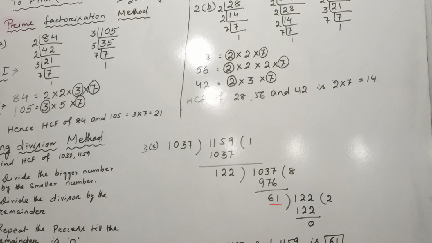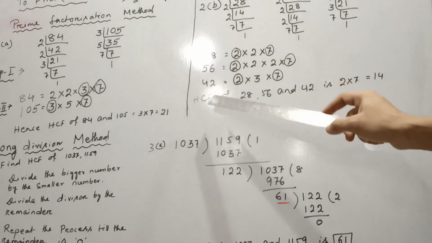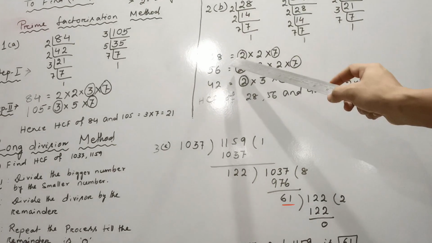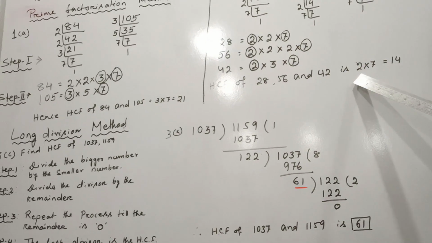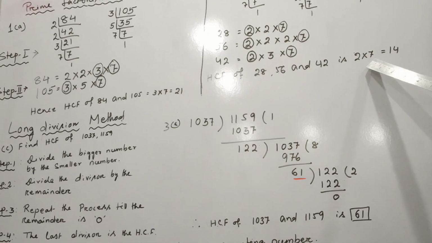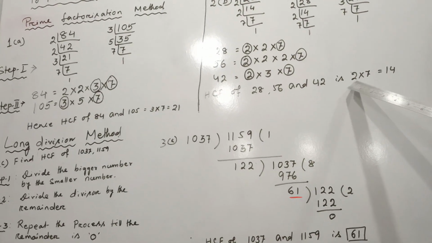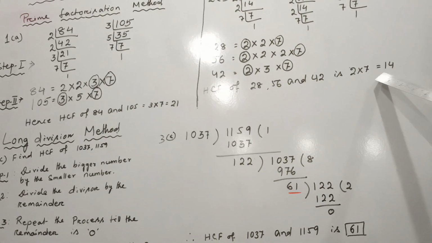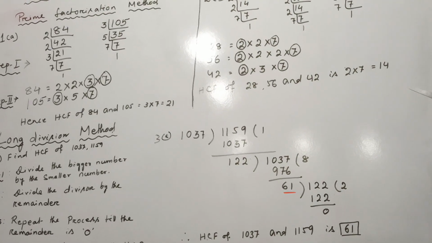Now find out the common factors of 28, 56 and 42. What are the common factors? 2 is the common factor. So first write 2. Then 7, 7, 7. 7 is also a common factor. So total HCF of these three numbers is 2 into 7, 14. So 14 is the HCF of 28, 56 and 42.